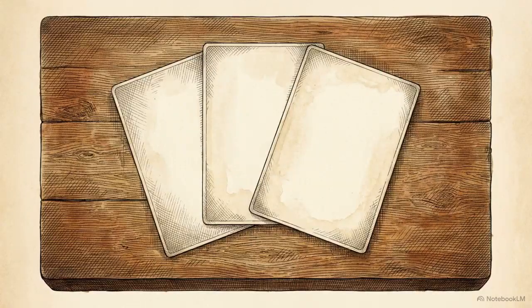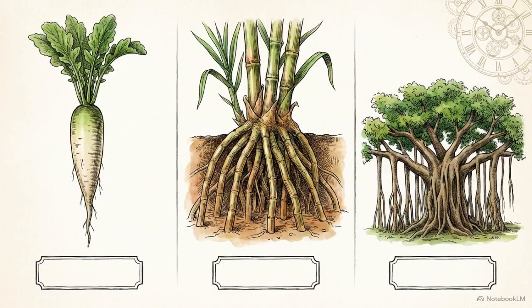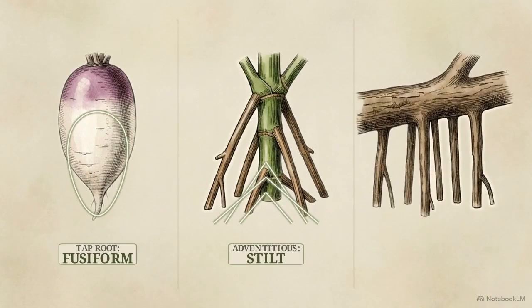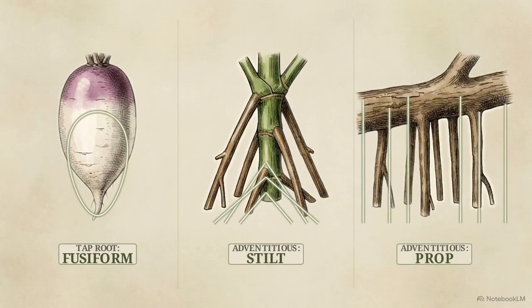Let's test your active recall. Based on their anatomical origin and shape, how would you classify the roots of a radish, a sugarcane plant, and a banyan tree? Take 5 seconds. The radish is a taproot with a fusiform shape. Sugarcane utilizes an adventitious stilt root system, and the banyan relies on adventitious prop roots.